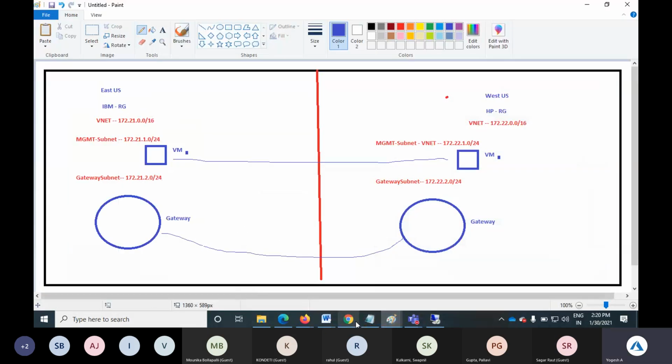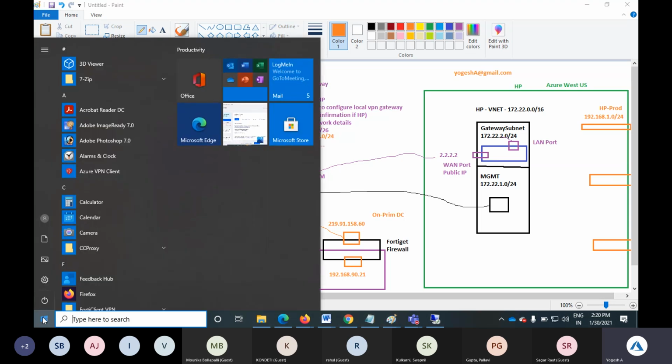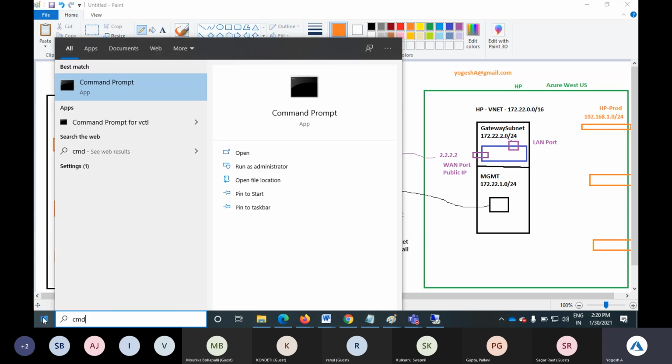Now, as per the diagram, we do not have HP infrastructure. We have only IBM and on-premises infrastructure. In on-premises, we have a FortiGate firewall. That FortiGate firewall is configured with 192.168.90.21, and this is the LAN facing. This is the internet facing, the WAN. This is the LAN. So before that, let me try to ping my firewall from the command line on my laptop.